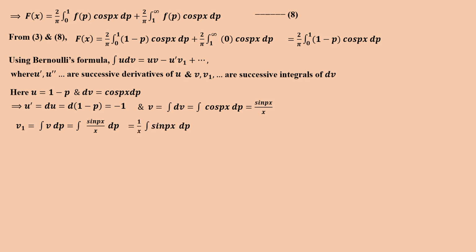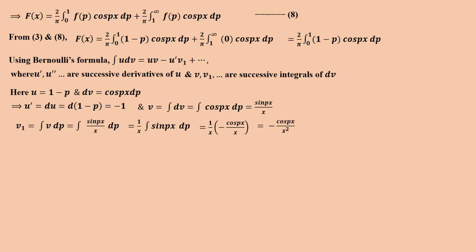So 1 by x is constant with respect to this integration, because this integration is with respect to p. The integral of sin px dp is equal to 1 by x times the integration of sin px, minus cos px by x. So that is equal to minus cos px by x square.